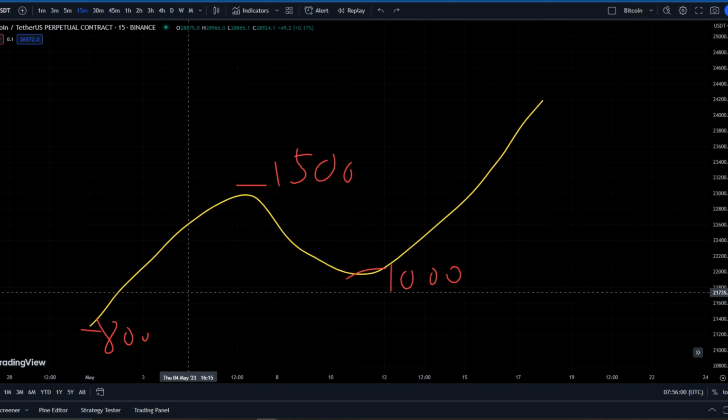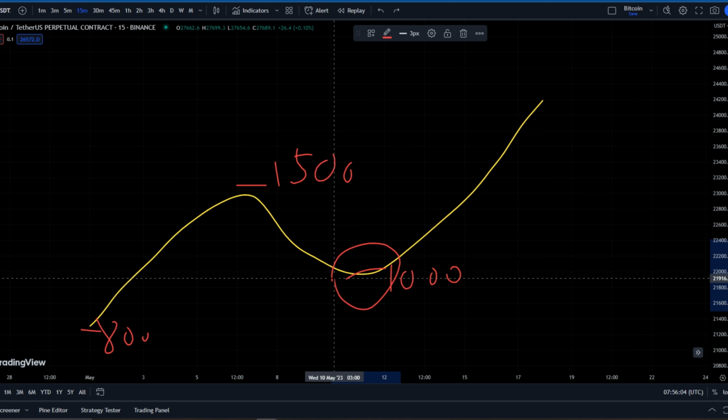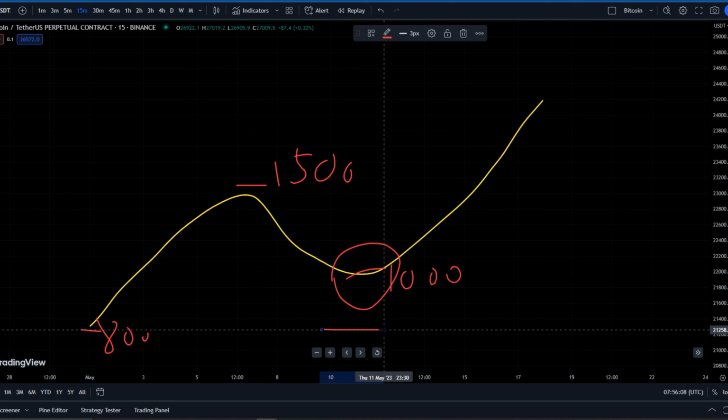If you were a buyer and you bought it here, where would your stop loss be? Generally, we would put it below this area. In the future, we're going to go in depth on how we put our stop loss and take profits. It's not easy to include everything in one video because there's a lot to cover, and this is a very interesting topic to talk about.